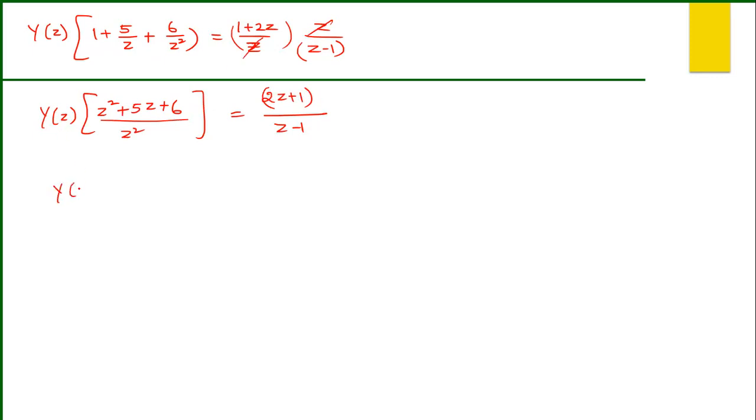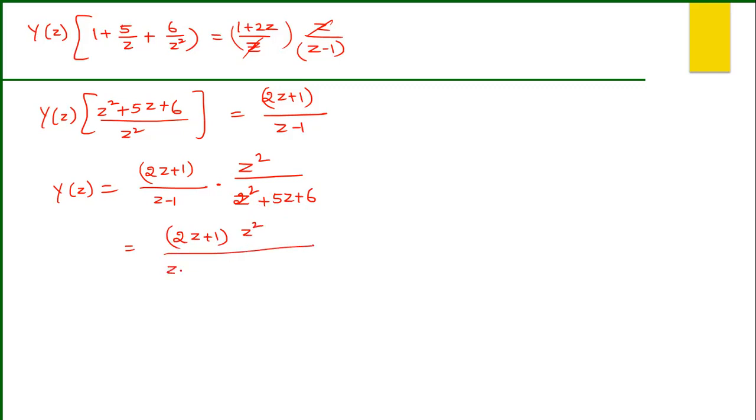So now what is Y of z? Y of z is equal to 2z plus 1 divided by z minus 1 into z square divided by z square plus 5z plus 6. Now, z square plus 5z plus 6, we already know how to do the factors. So I can write 2z plus 1 into z square divided by z minus 1 into z plus 2 into z plus 3.